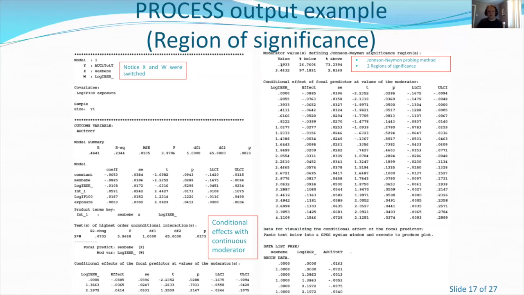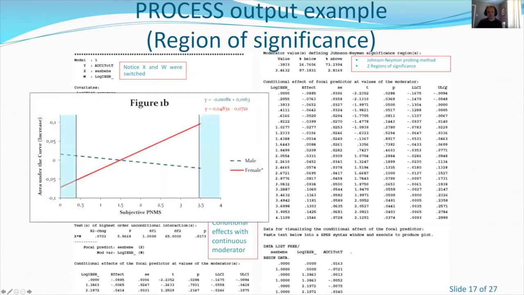The first value is 0.39 on the left and 3.46 on the right. You can also see the percentage of your sample that is below and above that point. On this graph, those two points delimit what we call the regions of significance. Those regions are highlighted in blue here on the left and the right, and they're the regions for which the difference between boys and girls in terms of cortisol reactivity is significant. You can see those two regions are highlighted in this table.